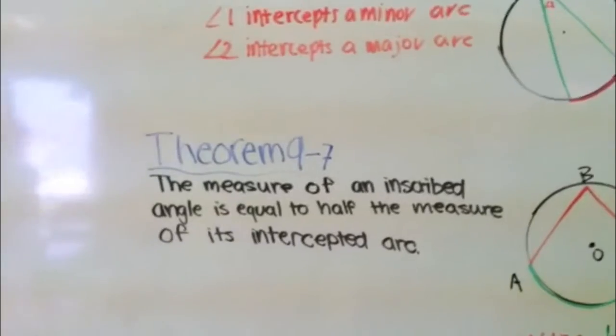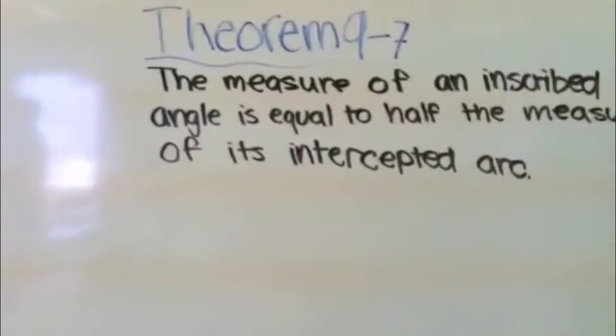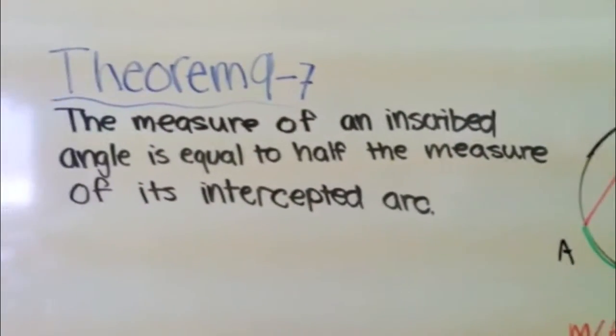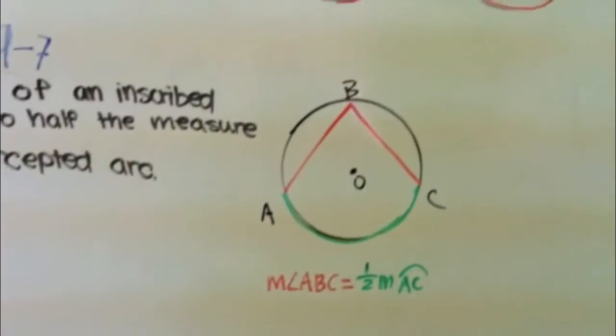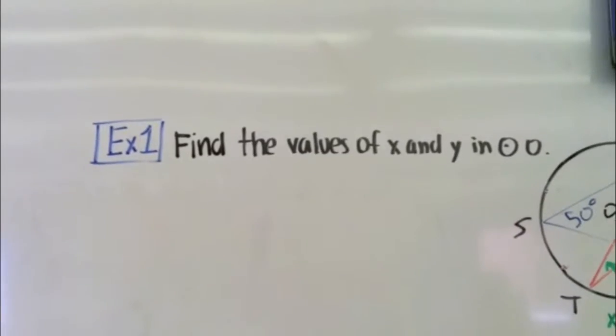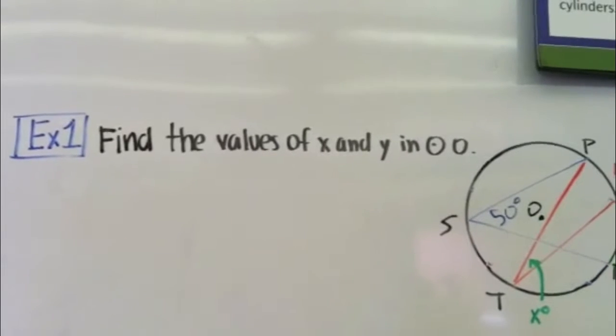Theorem 9.7. The measure of an inscribed angle is equal to half the measure of its intercepted arc. Find the values of x and y in circle O.